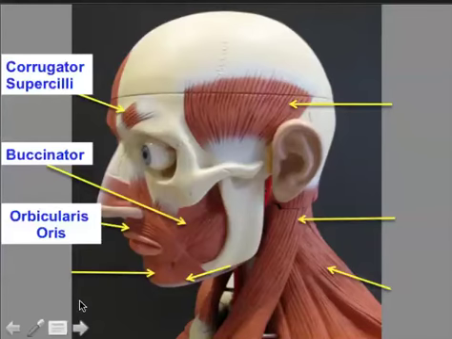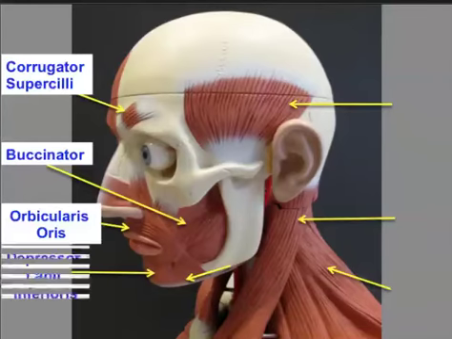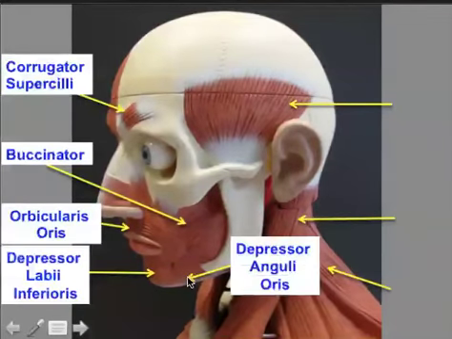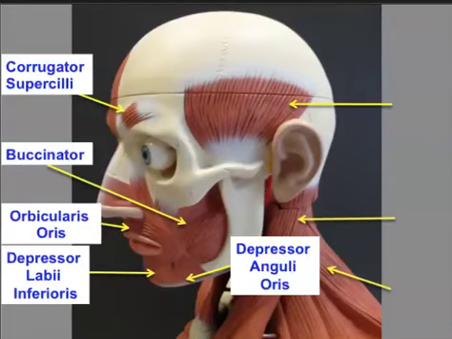And down here, what's this muscle? This is the depressor labii inferioris. Helps lower the lip. Okay, what's this muscle here? This is the depressor anguli oris. Helps pull down the corners of your mouth when you frown.